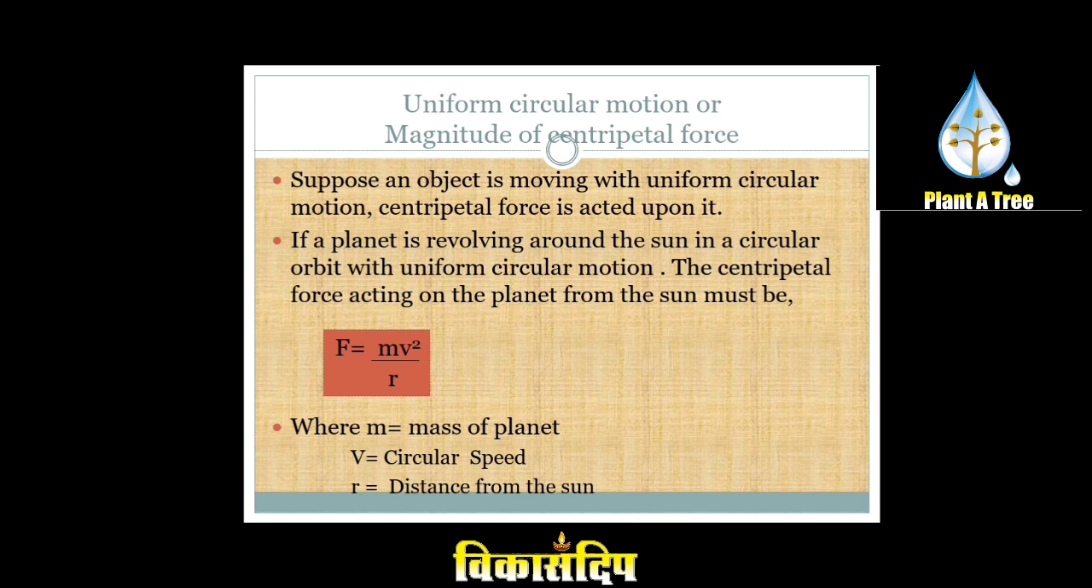The centripetal force F acting on the planet by the sun is given by mv square upon r, where m is the mass of the planet, v is the circular speed, and r is the distance from the sun. The distance between the planet and the sun, we are calling the radius from the sun.